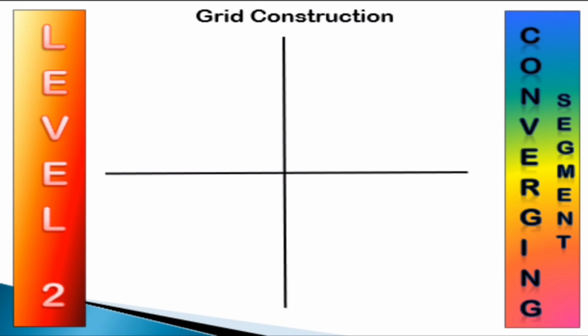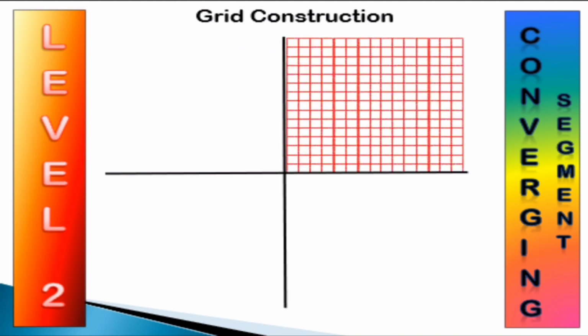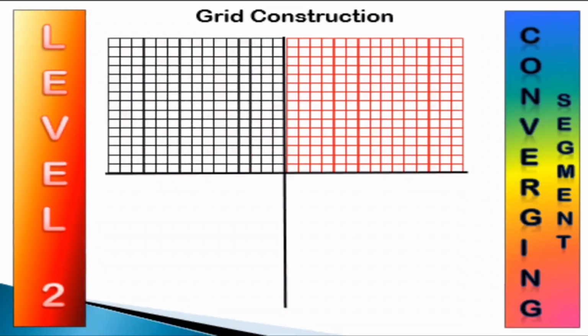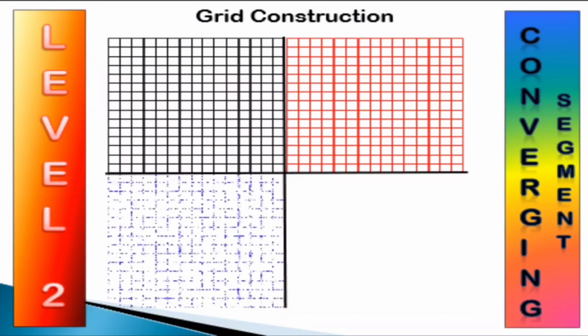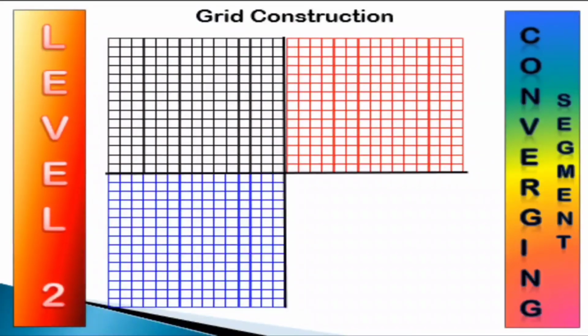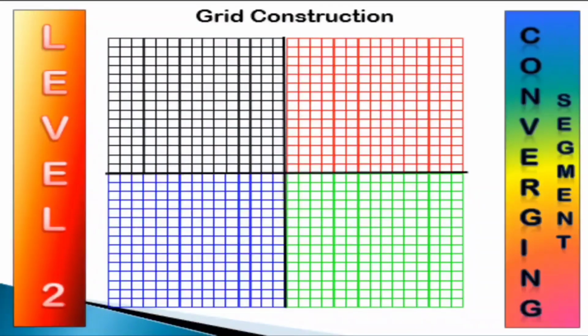Next, you are going to divide each quadrant into 15 by 15 equal squares. Let us have, for example, quadrant 1. These are the 15 by 15 equal squares in quadrant 1. Next, quadrant 2, the same with quadrant 3 and quadrant 4. But take note that these squares are just your guide for the grid construction. Do not write them permanently.